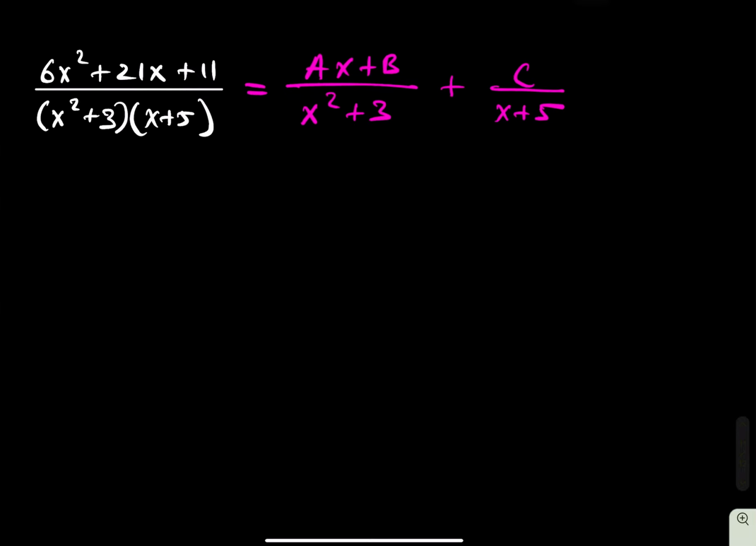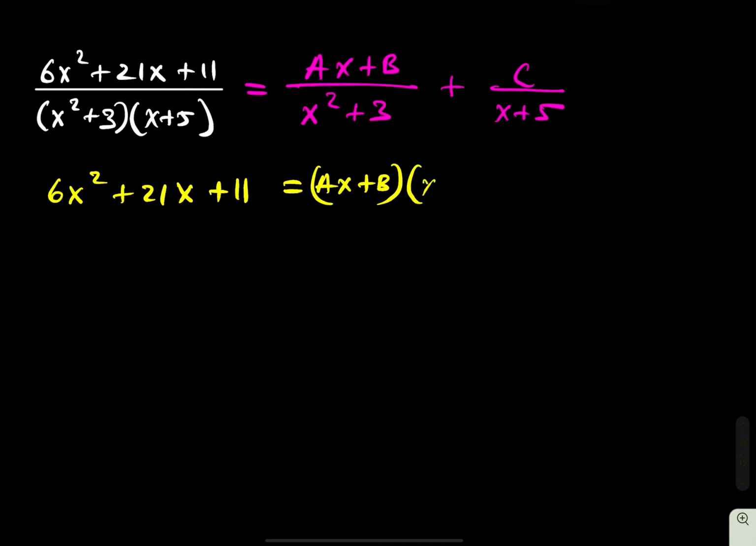I hope you know how to do this. You have to multiply by the LCD or the LCM there. You're going to be left with this expression primarily: 6x squared plus 21x plus 11 is equal to ax plus b into x plus 5, then plus c into x squared plus 3.